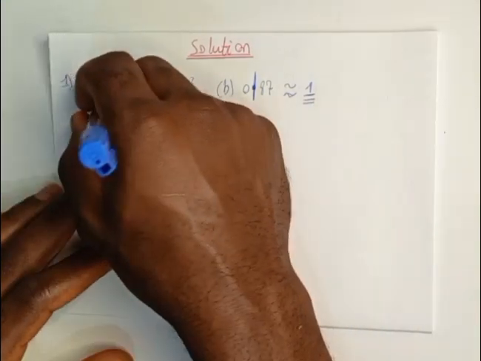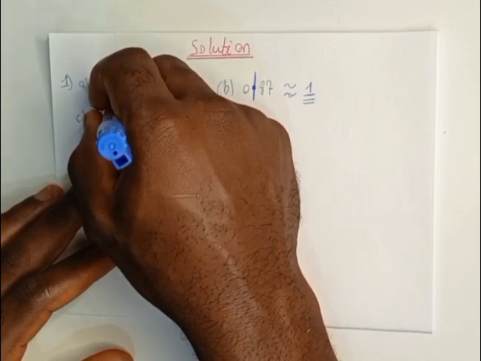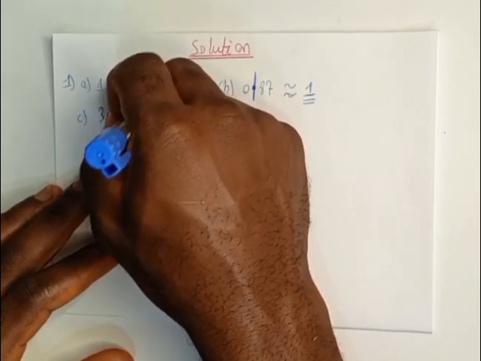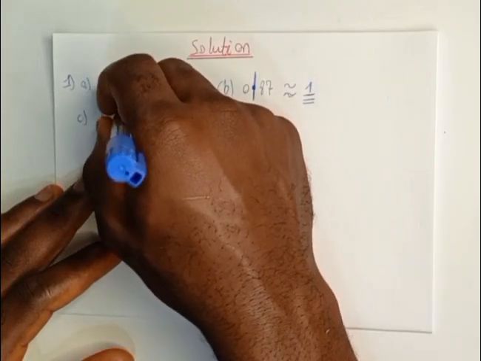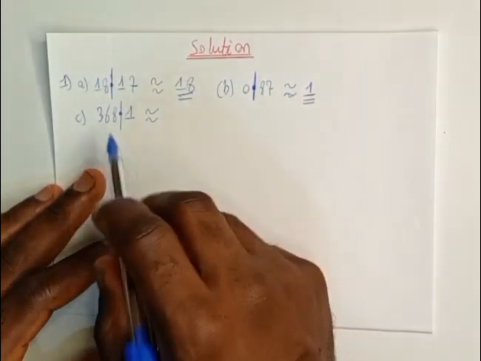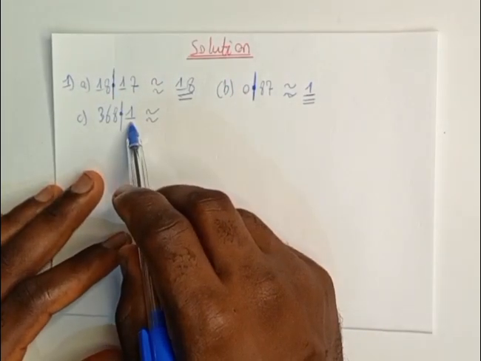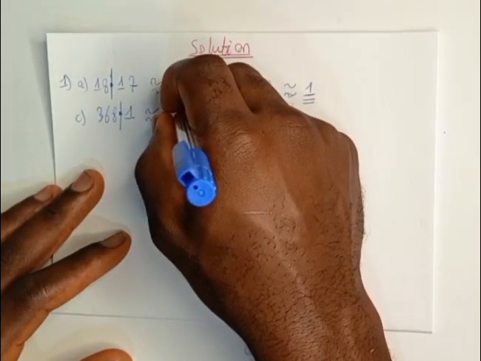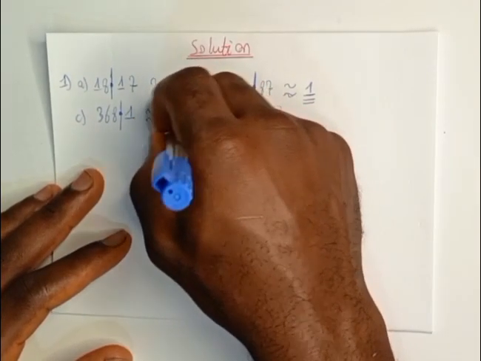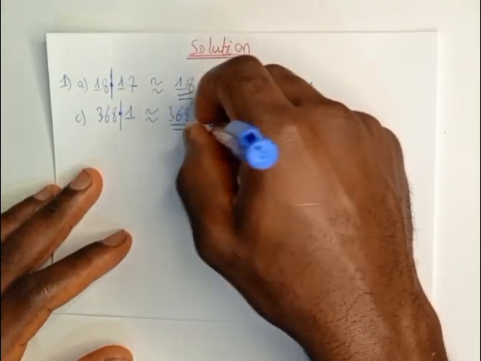We go to C. We have the number 368.1. To the nearest whole number, the digit 1 is less than 5. It is rounded down to 0. This will give us 368.